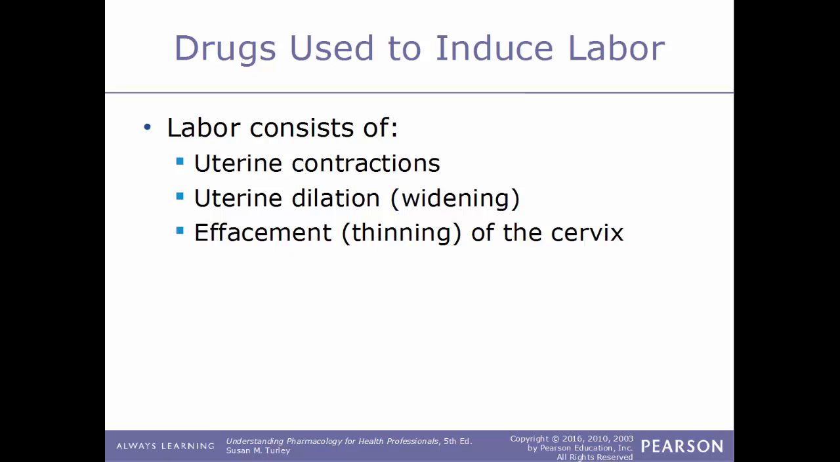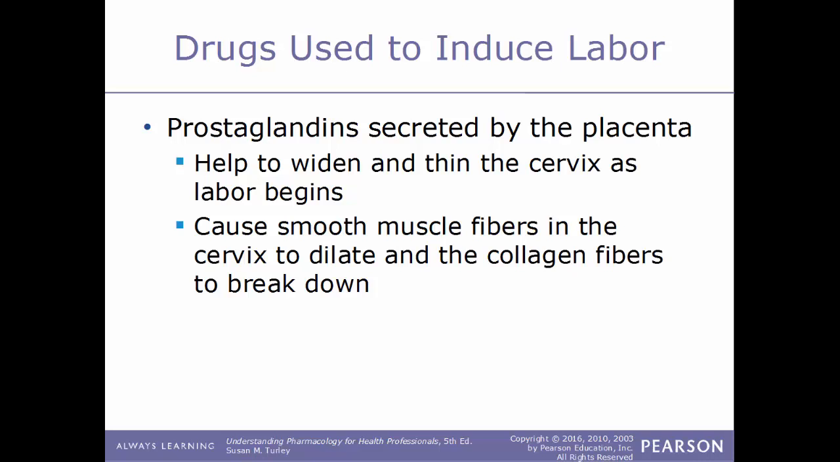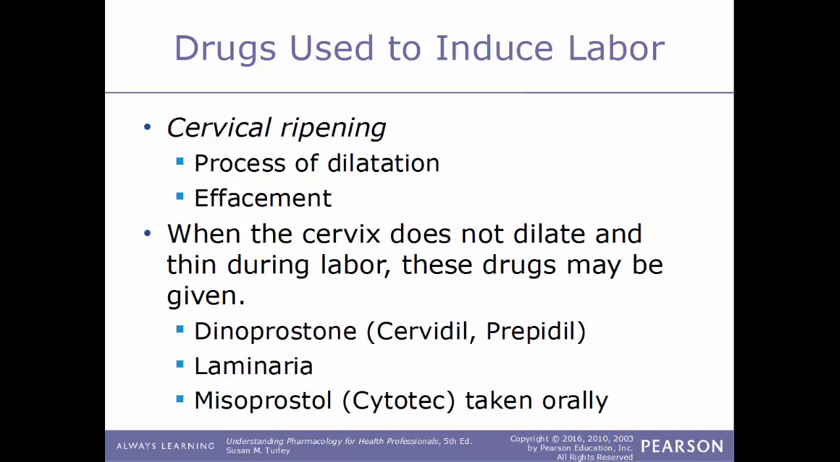Okay, and when it comes to labor, labor consists of uterine contractions, uterine dilation, or the widening, and effacement, which is the thinning of the cervix. You will have prostaglandins that are secreted by the placenta. These are to help widen and to thin the cervix as labor begins. And it also causes the smooth muscle fibers in the cervix to dilate and collagen fibers to break down. And before the process of labor begins, you have what's called cervical ripening occur. This is where the cervix starts to soften, so it is able to dilate and also is able to become thinner. When the cervix does not dilate and is not thin during labor, these drugs may be given.